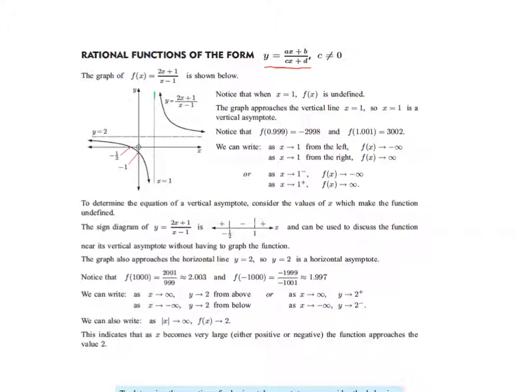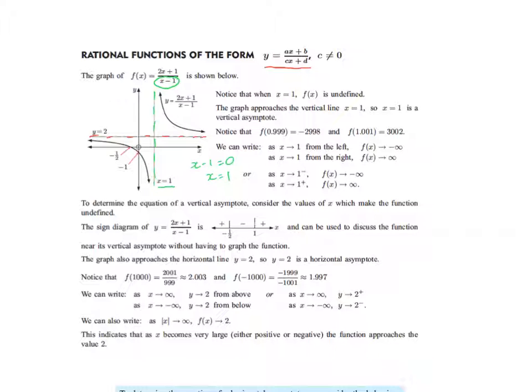We notice we have a vertical asymptote at x equals 1. And that's because that's when the denominator equals 0. So when x minus 1 equals 0, move the 1 over and we get x equals 1. So that's the vertical asymptote. Now look at this asymptote here. Here's the horizontal asymptote of y equals 2.